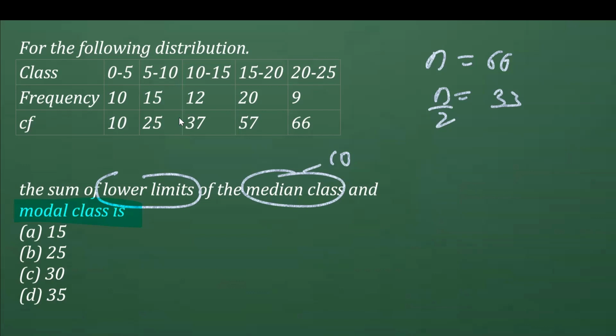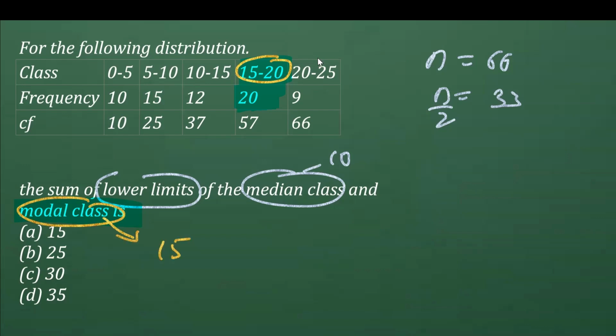For finding the modal class, we need to see the frequency and not the cumulative frequency. 20 has the highest frequency, so clearly this is the modal class. This is the modal class where 15 is the lower limit and 20 is the upper limit. So for the modal class, the lower limit comes out to be 15.